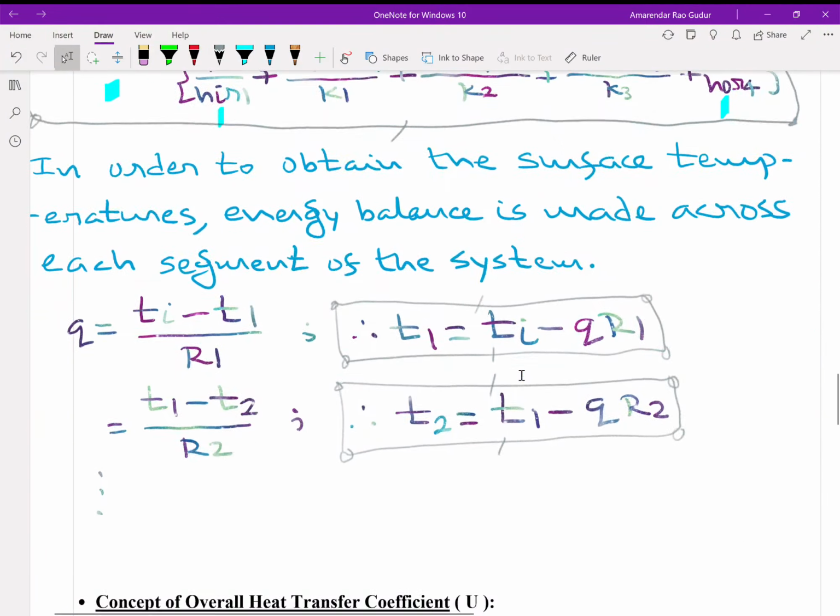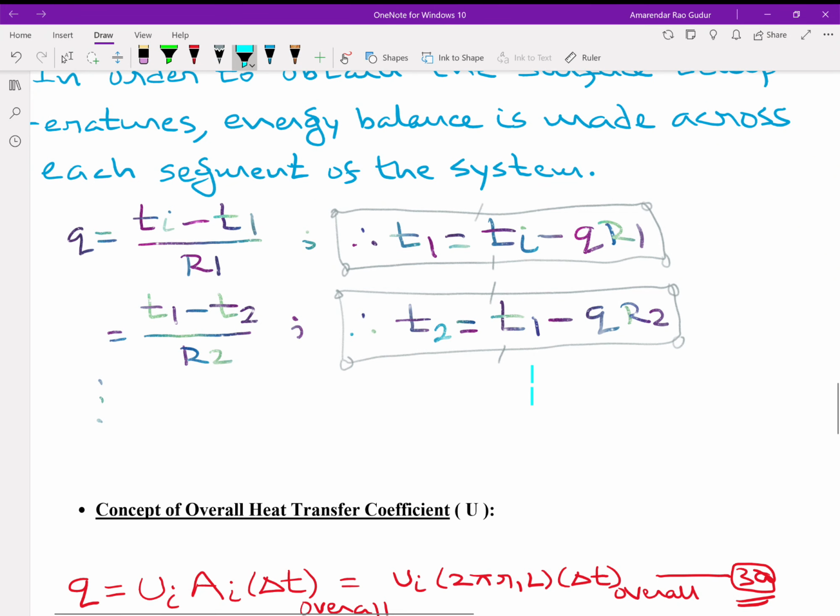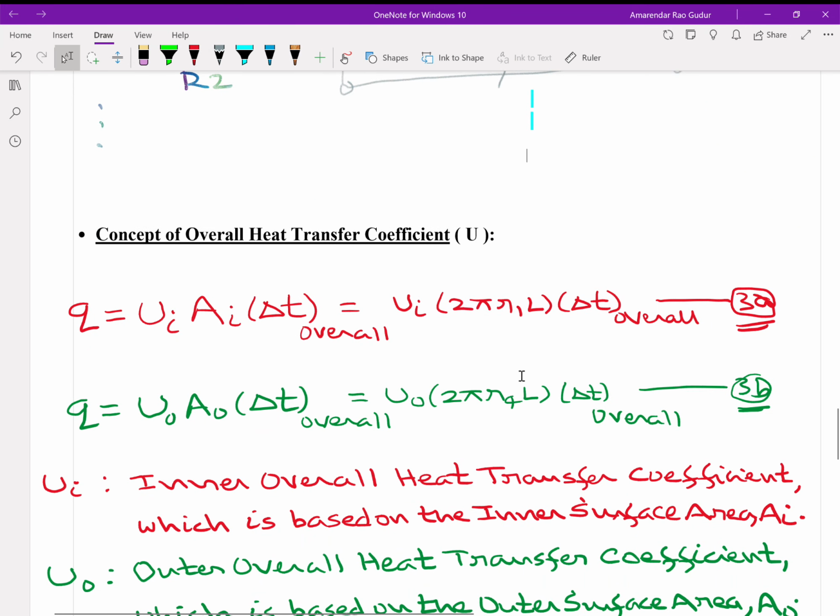So we write Q as Ti minus T1 by R1, which will give us T1. Q as T1 minus T2 by R2 will give us T2, and so on till we have obtained all the surface temperatures. This analysis can as well be carried out by the concept of overall heat transfer coefficient U, which was introduced in the previous session. U represents the rate of heat transfer per unit area per unit overall thermal potential. When it comes to composite walls, there is only one area, therefore one U is enough.